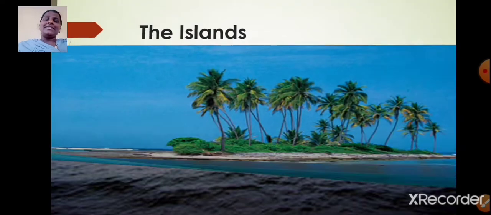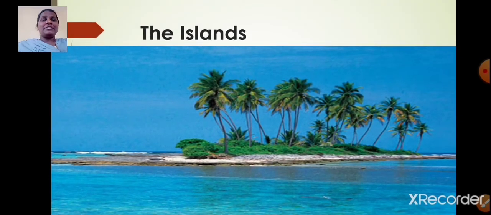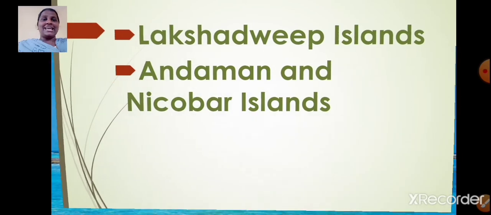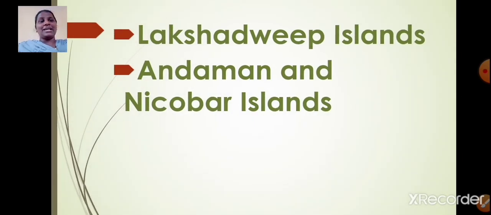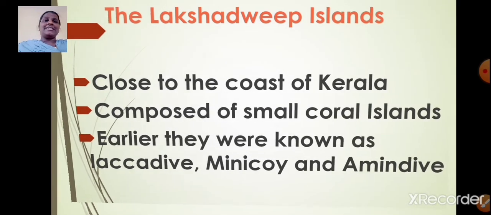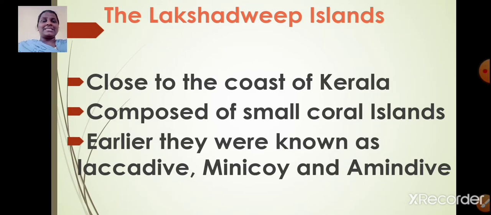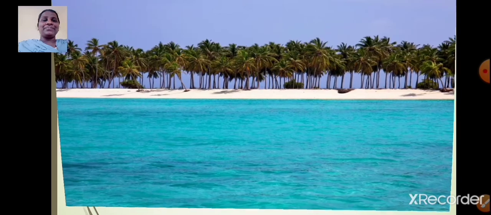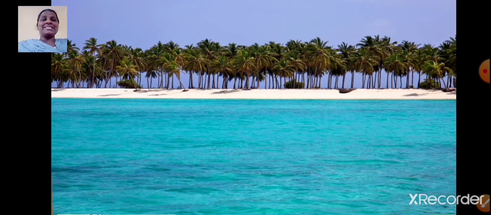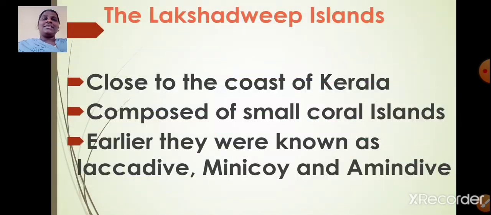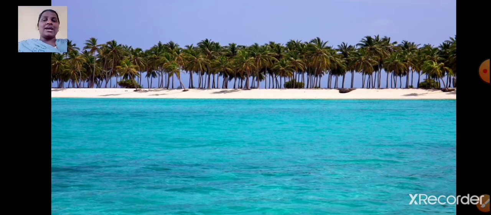Now let us learn about the islands. We have Lakshadweep Islands as well as the Andaman and Nicobar Islands. First, let us learn about the Lakshadweep Islands. Here is the image of the Lakshadweep Islands. Isn't it beautiful, students? The Lakshadweep Islands are close to the coast of Kerala. They are composed of small coral islands. So let us learn about the corals now.